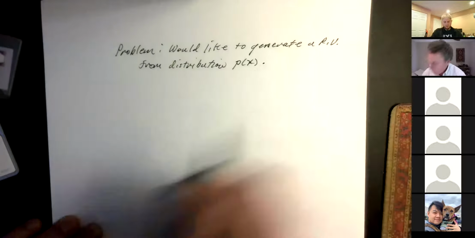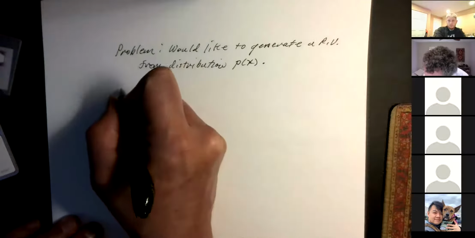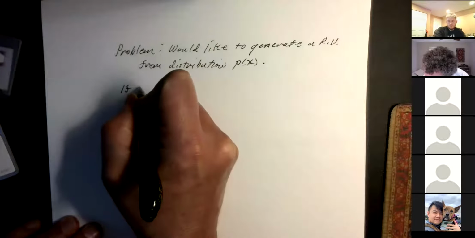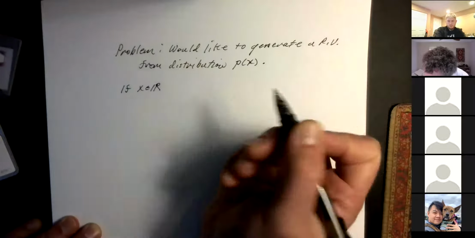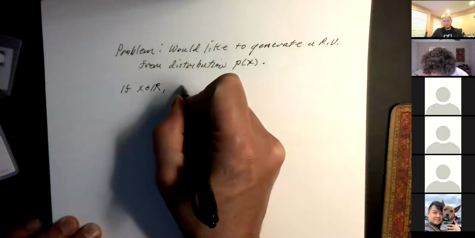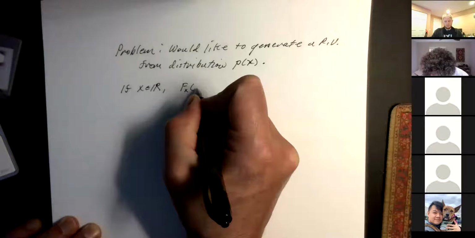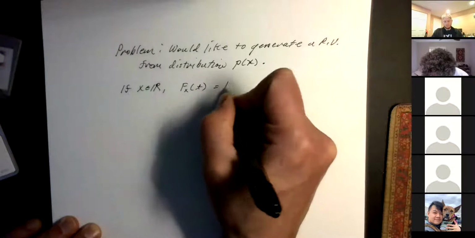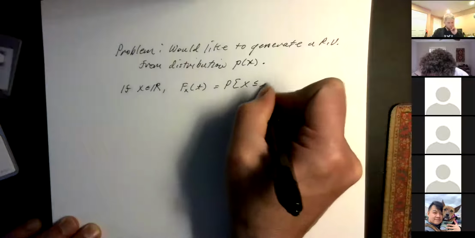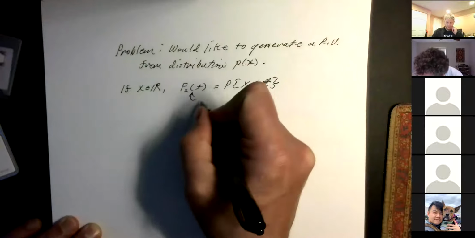So the problem is, if P of X is some complicated distribution, it's not something you can look up in a book. If X is a member of R, then what you would do is you'd have F_X of t equal to the probability that X is less than or equal to t. Okay, so that's the cumulative distribution function.